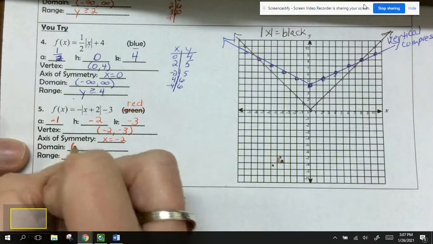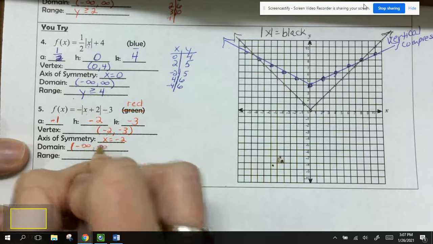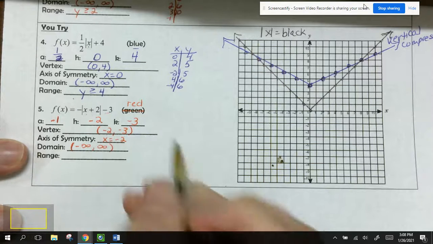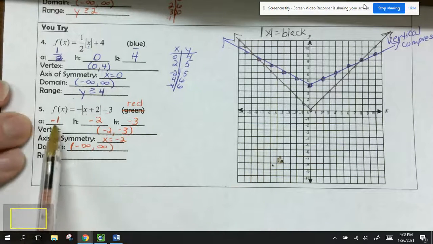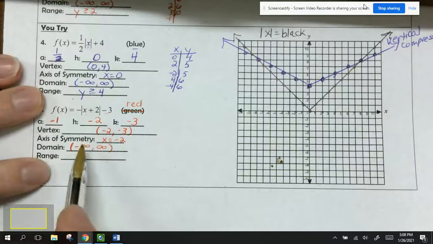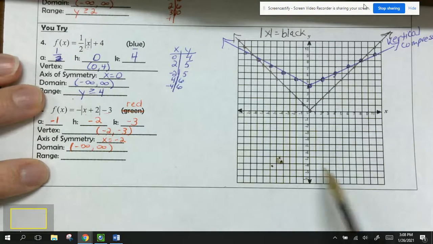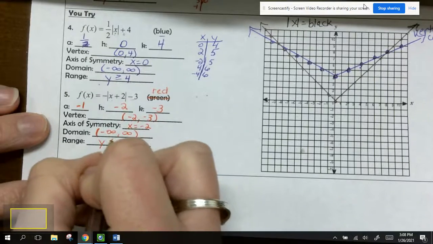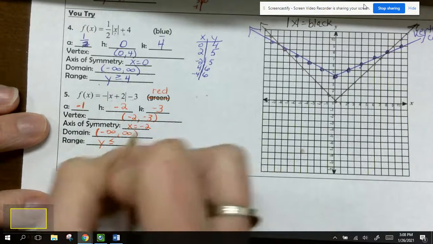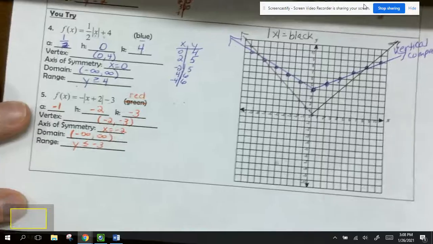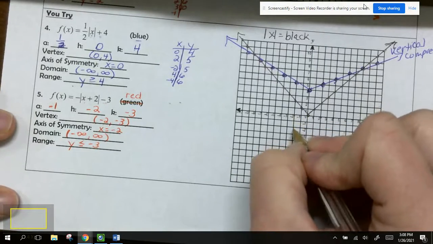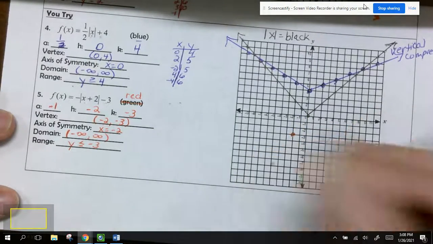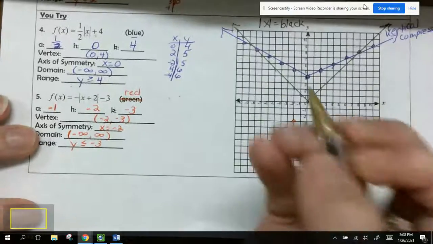The domain is negative infinity to positive infinity. And the range, okay, so a is negative, which means that it opens down, okay? So we're going to open down on this one. And if we open down, that means y is less than or equal to k for our range. So y is less than or equal to k, which is negative 3. All right, I'm going to go ahead and plot negative 2, negative 3. That's this point right here. I'm going to go ahead and plot that one.